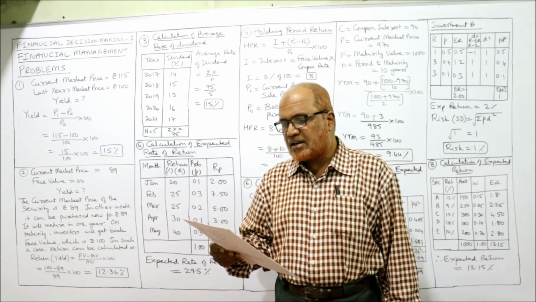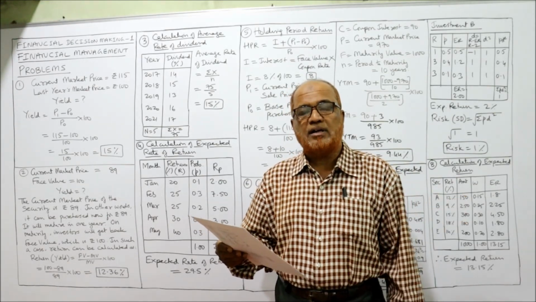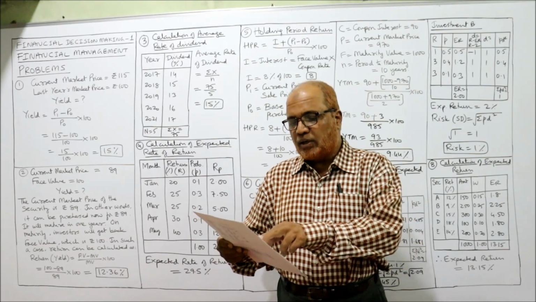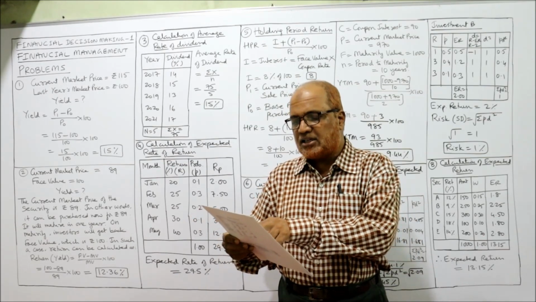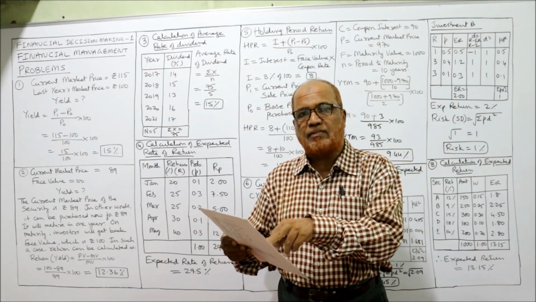Find out the average return of dividend from the following. The past returns are given. It is ex post returns. So year 2017, 18, 19, 20, 21. 5 years dividend rate is given.